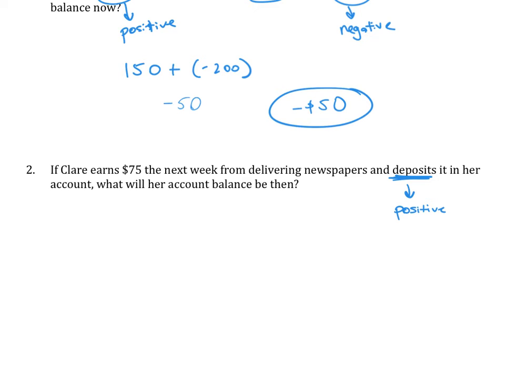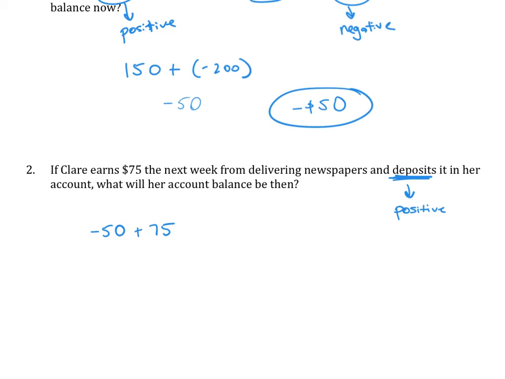If it gets warmer, that's a positive move. If we're talking about elevation and you are going up, that's a positive move. Depositing something is also a positive move. So that means I need to take my negative $50 from the previous question and I'm going to add positive $75. Now again, we've talked about this a few times throughout the lesson.